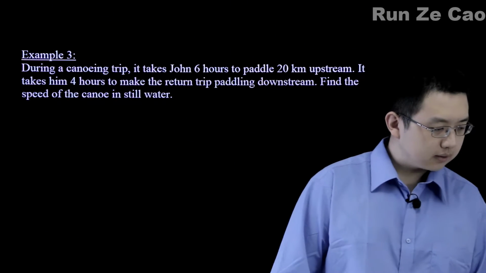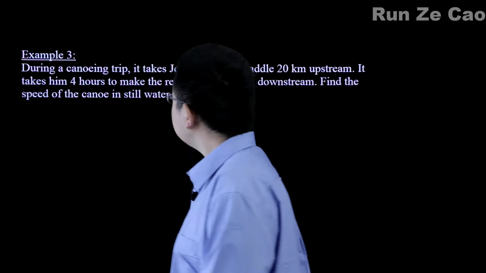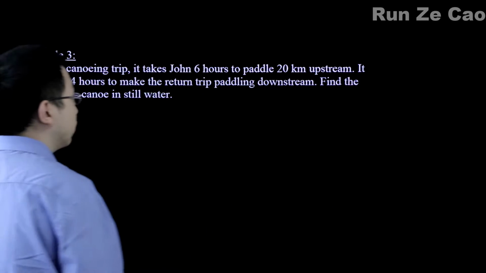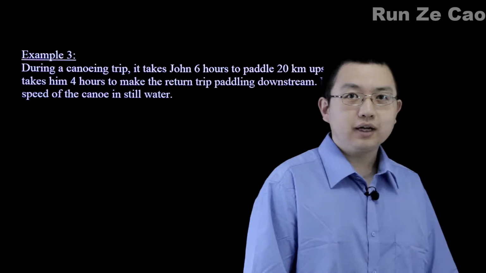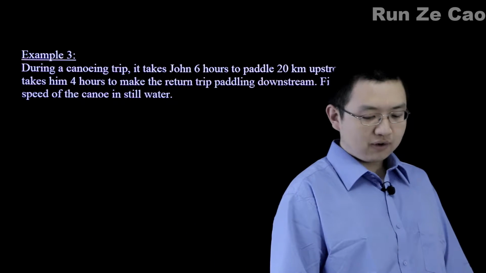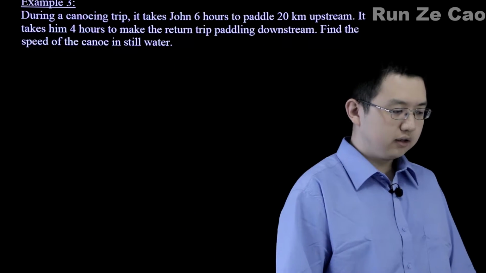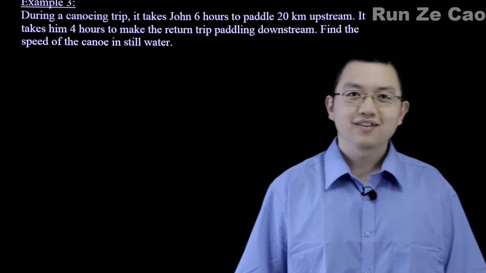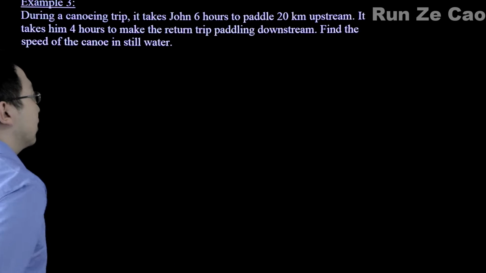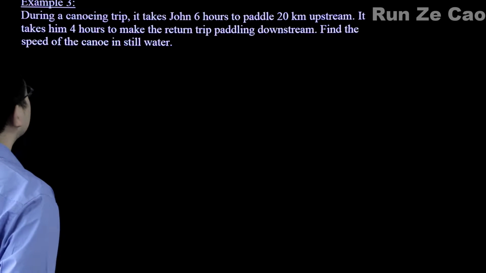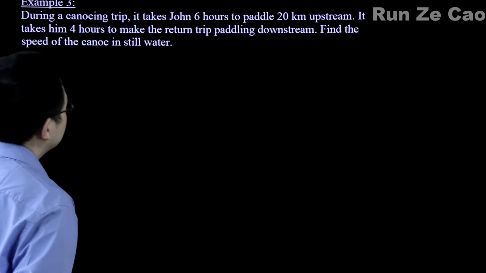Now, example 3. During a canoeing trip, it takes John 6 hours to paddle 20 kilometers upstream. As we well know, upstream is where the water comes from, and downstream is the direction it flows in. At least, I hope we know this. So, it takes him 4 hours to make the return trip paddling downstream. Find the speed of the canoe in still water.